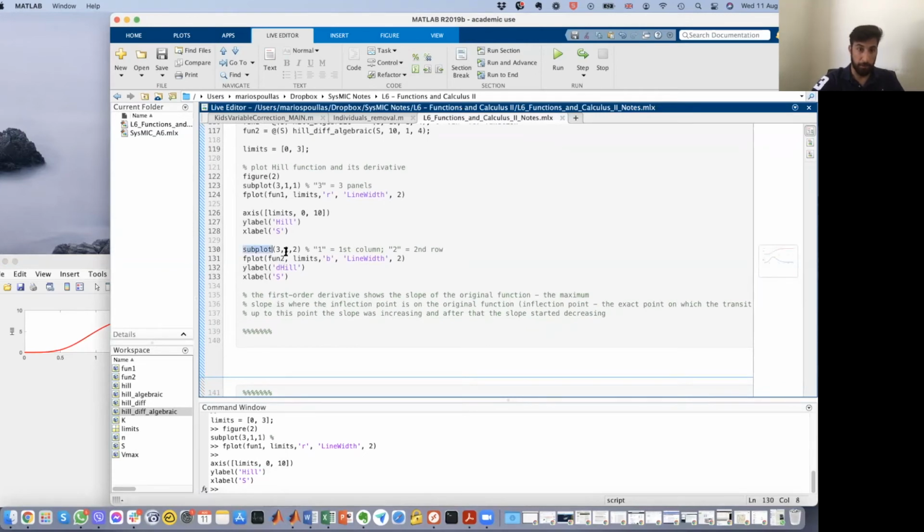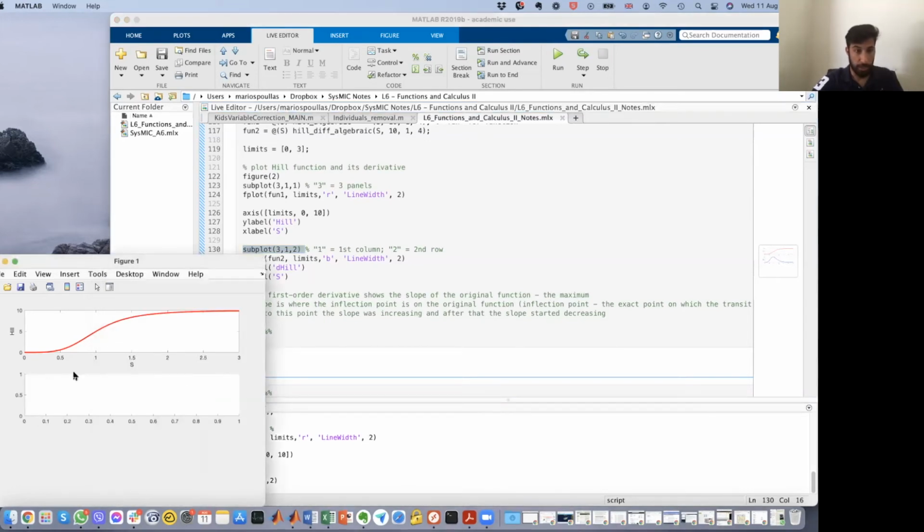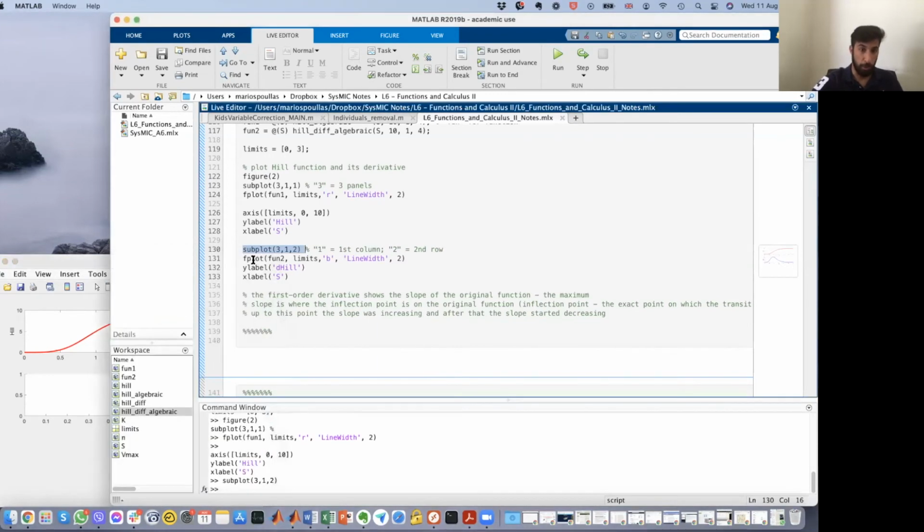Subplot, again, I'm using the subplot 3, 1, 2. 3 stands for the number of the panels, we've got 3 panels, as said earlier. 1 for the column, so it's the first column, and 2 for the row. So we are going into the second panel, which is found in the second row. And you can see that it's been put here. It's empty. We haven't plotted anything yet. We are going to plot it now.